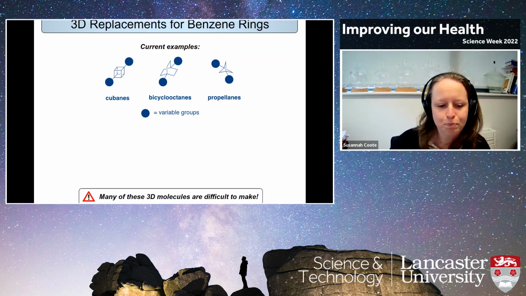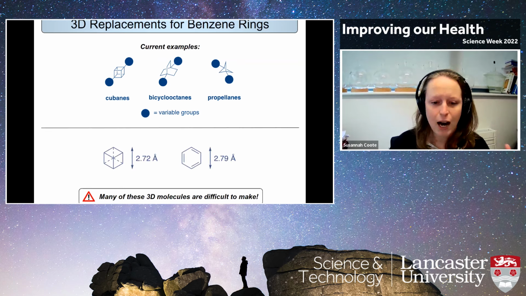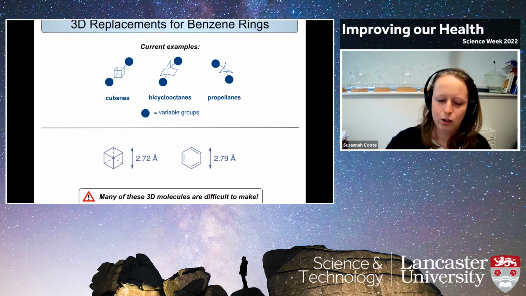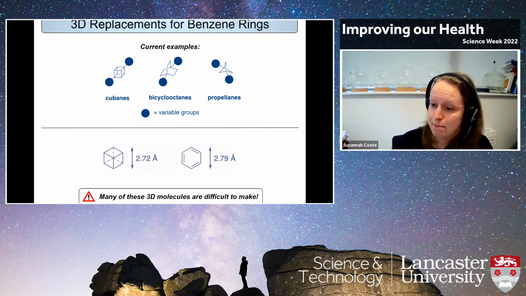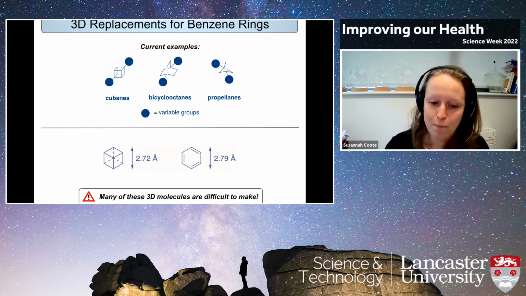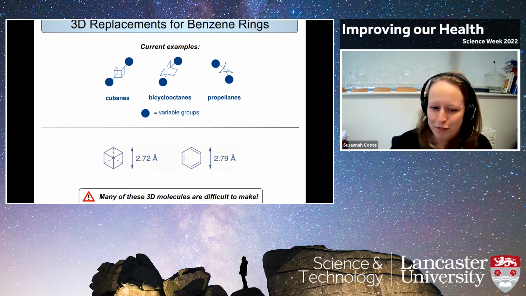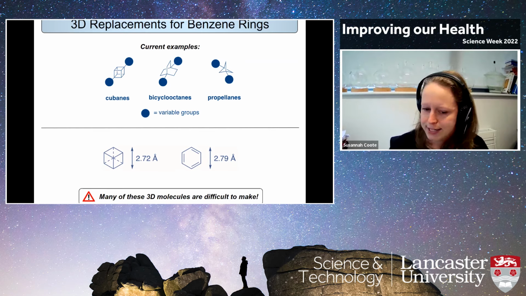chemistry and drug discovery. I guess the focus of half of my group at the moment is on cubanes in particular. And the reason we focused on those is because the size of a cubane, if you look across the top to the bottom, is around the same size as a benzene ring. So a very small difference in the overall length of those two different moieties. What is different, of course, is that cubane is particularly three-dimensionally shaped, whereas a benzene ring is flat.